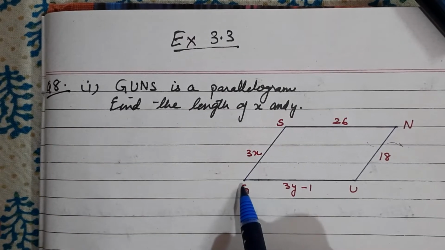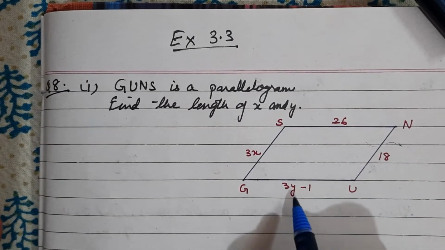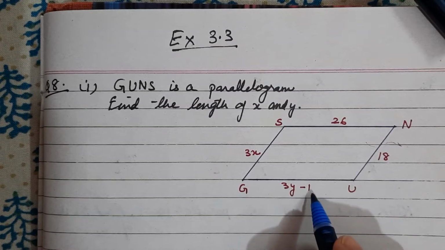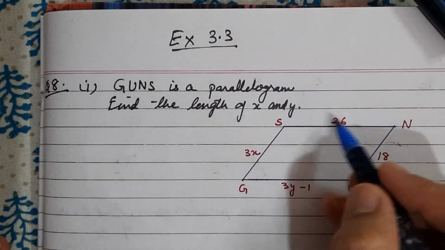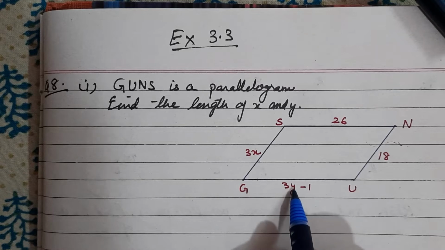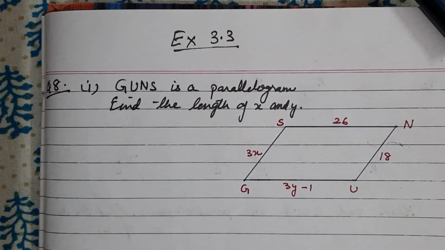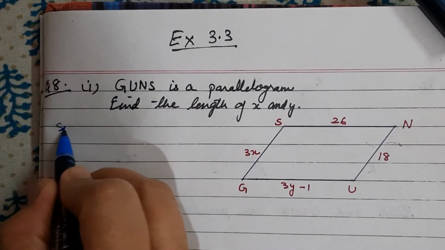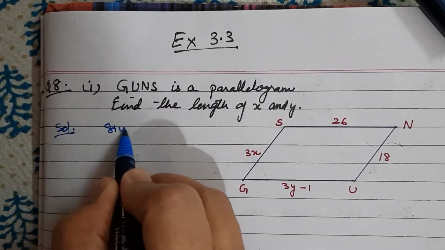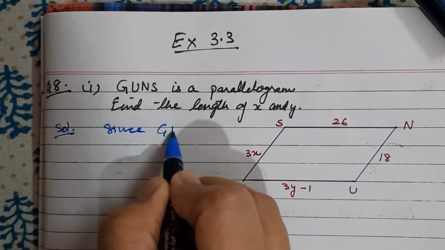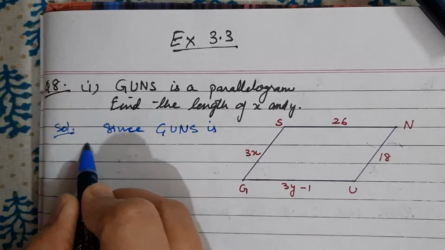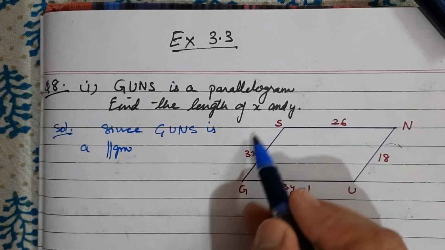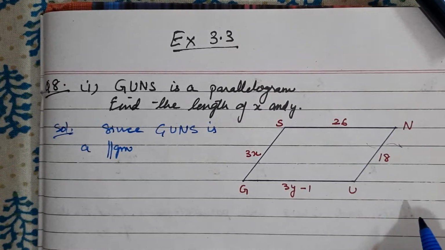The figure is drawn here. GUNS is a parallelogram and the lengths of the sides are written here. Like GU is 3y minus 1, UN is 18, 26 and this is 3x. We have to find out the value of x and y from this by using properties of a parallelogram. So since GUNS is a parallelogram, now these measures are given, the lengths of the sides.